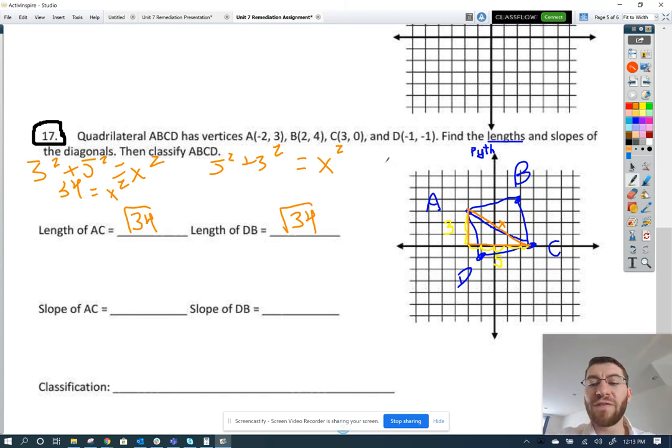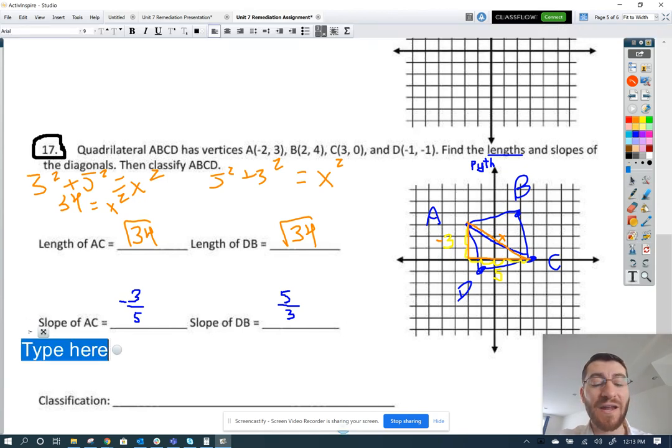All right, so then we want to find the slope of AC, and we actually already found the slope by doing the Pythagorean theorem. That's how powerful the Pythagorean theorem is. So we went down 3 over 5, so that slope is down 3 over 5. DB, however, is up 5 over 3, so that's positive 5 over 3. And you'll notice that these two slopes are what's called opposite reciprocal slopes. Opposite reciprocal means that we have one slope that's negative and one slope that's positive, and reciprocal means that the fractions are flipped versions of each other.